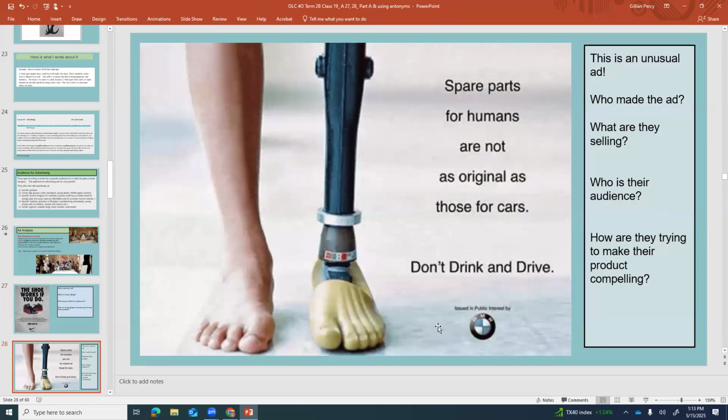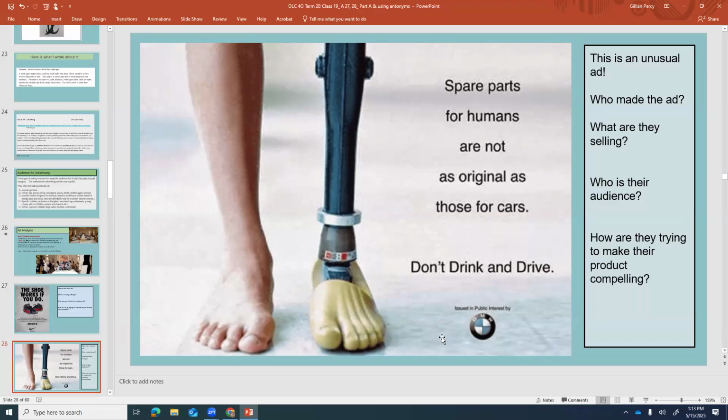All right, this is a slightly different type of ad. It's what's sometimes called a public service ad. For anyone who's out in Radio Land and can't see the picture right now, there's a close-up of two legs, and one is a human bare leg, and one looks like a robot leg. I suppose it's an extra fancy artificial leg. I've never seen one like this, but it's super fancy. And it says, spare parts for humans are not as original as those for cars. Don't drink and drive. And then in tiny little letters at the bottom, it says, issued in public interest by BMW.